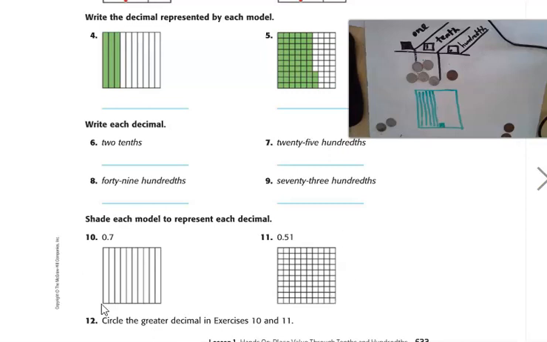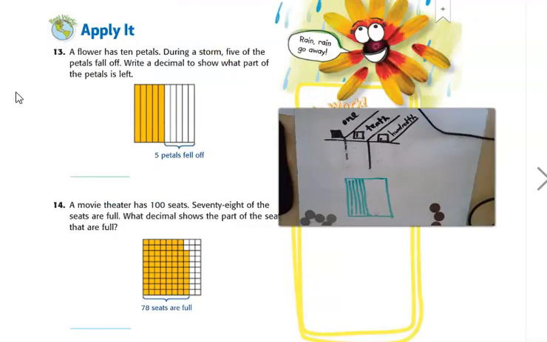So for instance, if I'm looking at 4 and 5, without giving you 11, I'm going to give you how I would do that for number 4 and 5. Because I can see that 5 has much more shaded than 4, I'm going to say that 4 is less and 5 is greater. So that's how we would do that. I would circle number 5 because that is the greater one there. So you can pause the video and try and work these out on your own.